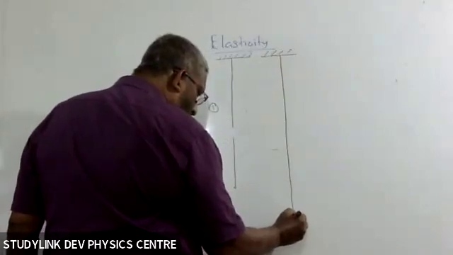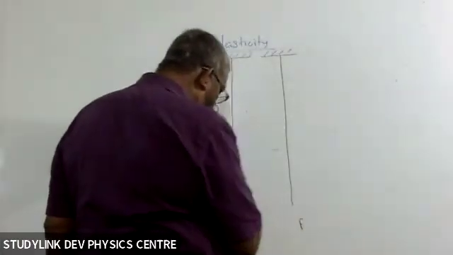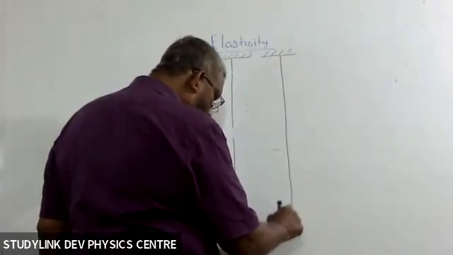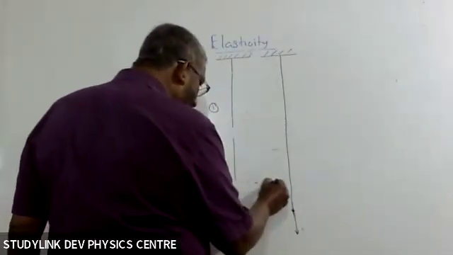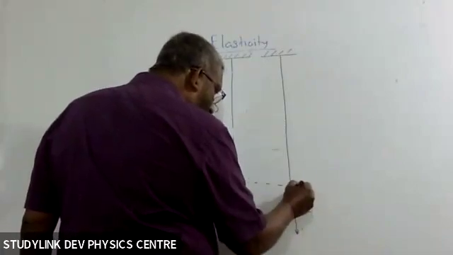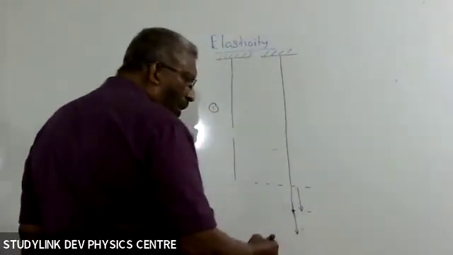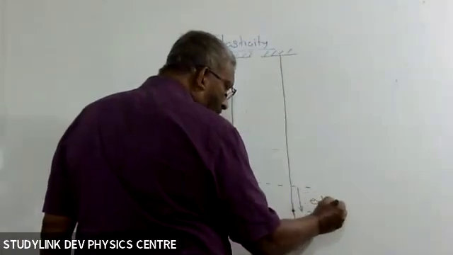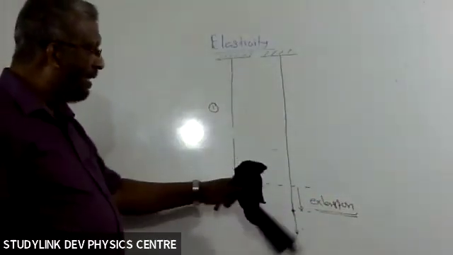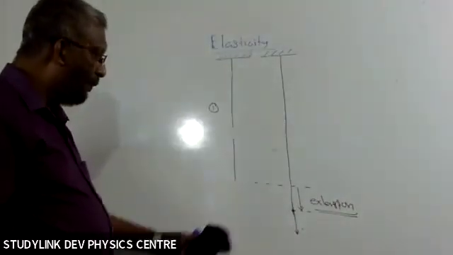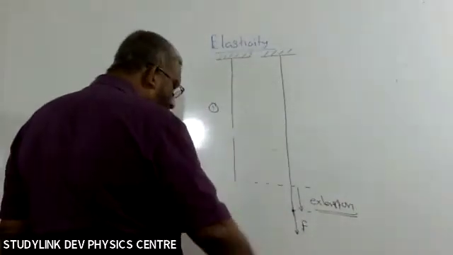Here the force is given. A force is given vertically down, then it increases its length. So this is the increase in the length. That increase in the length is called extension. So what happens is when a force is given to the vertically suspended string, it increases its length.